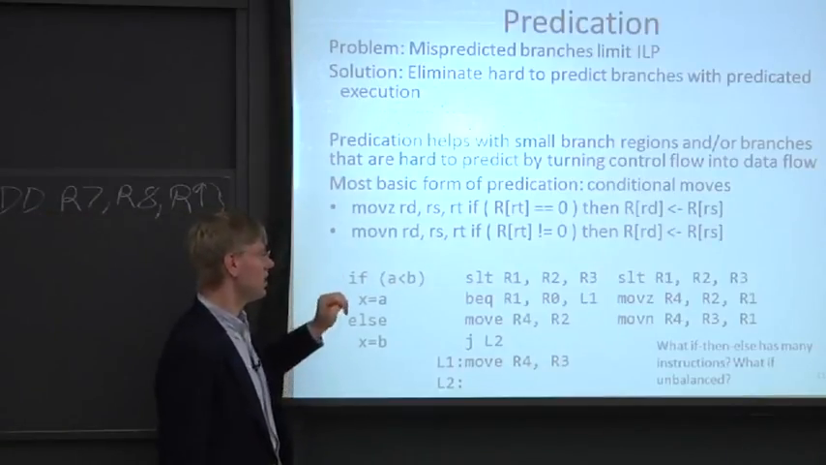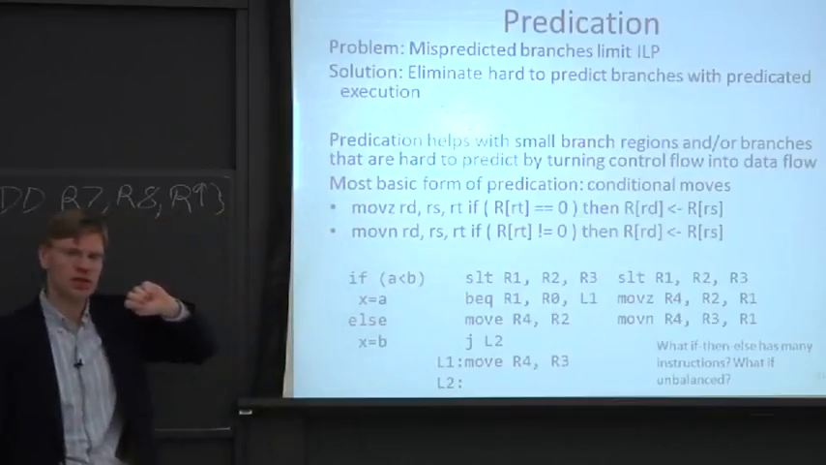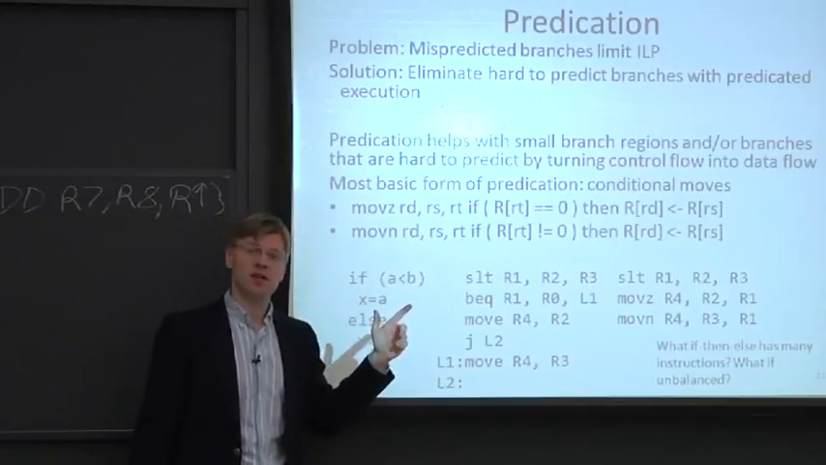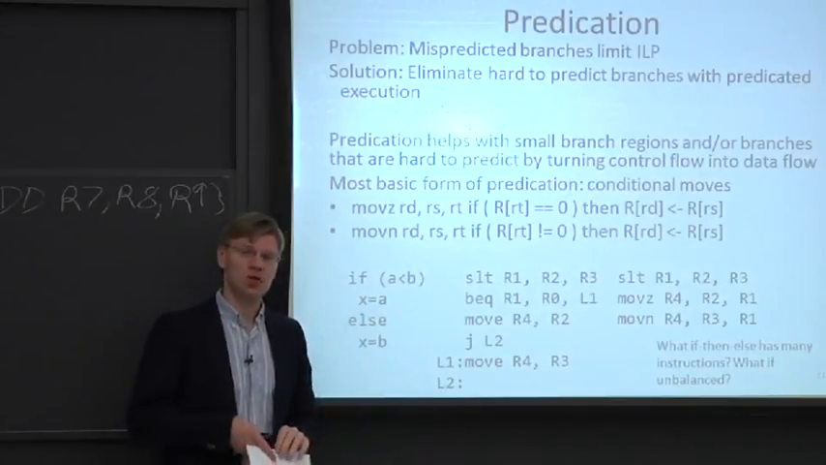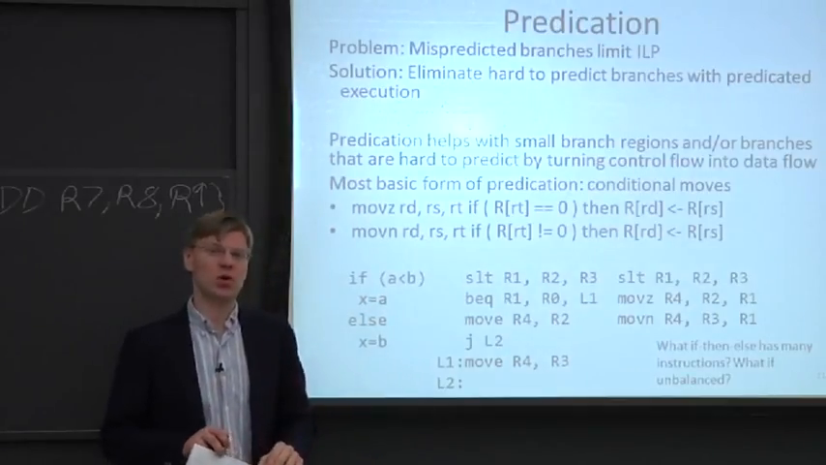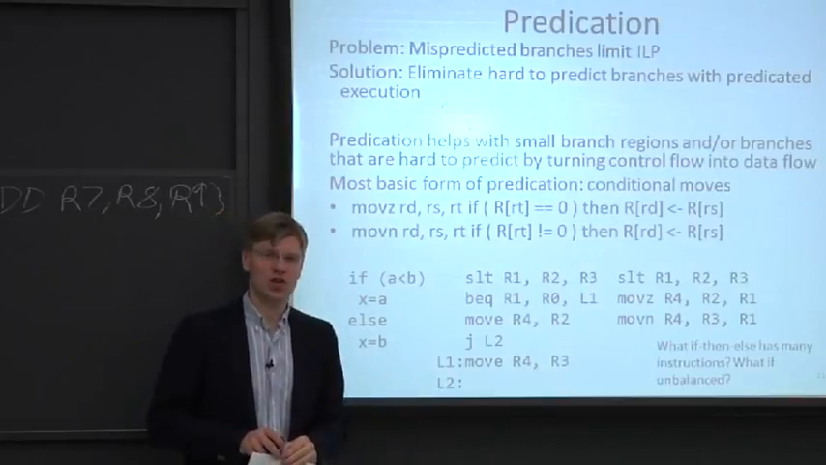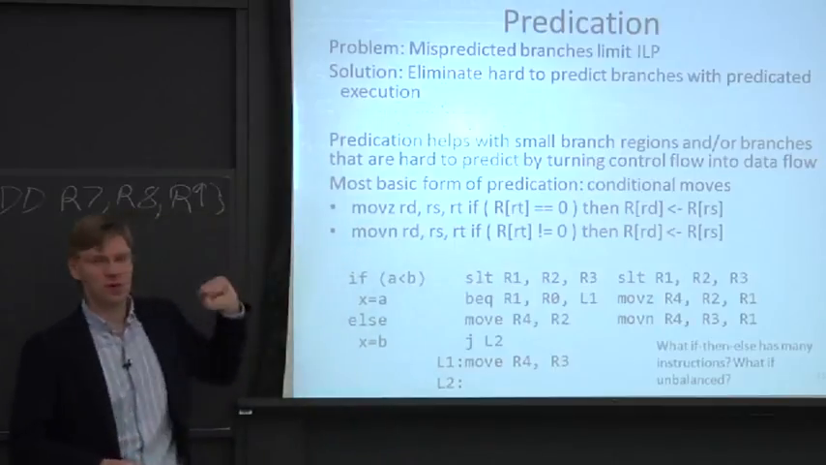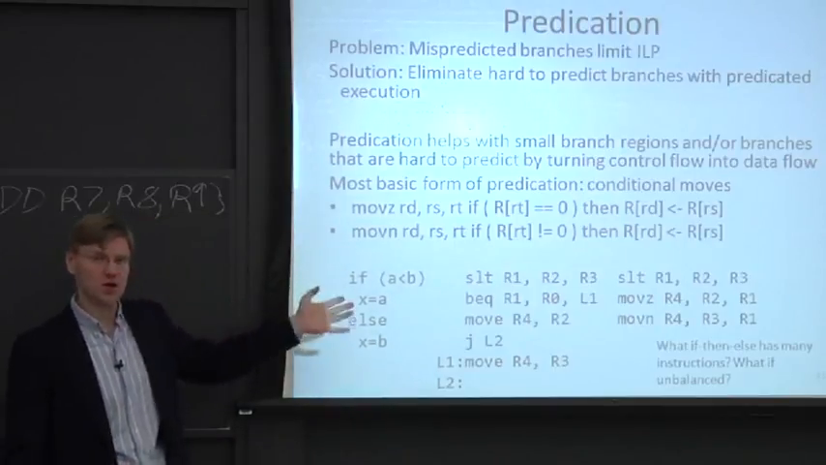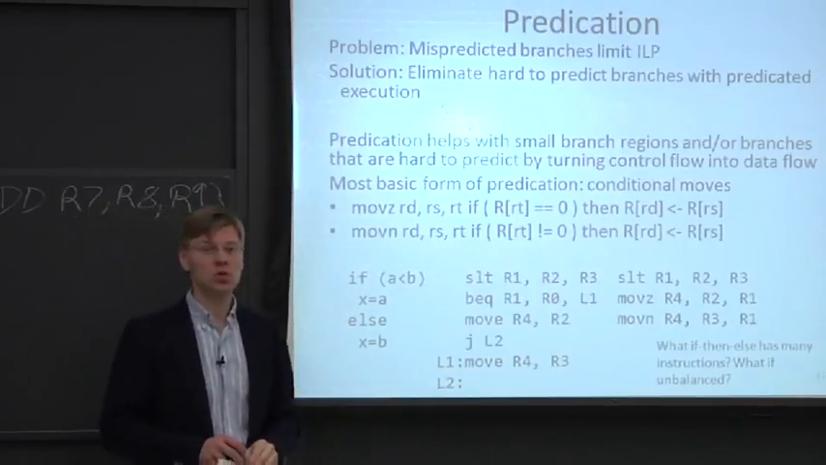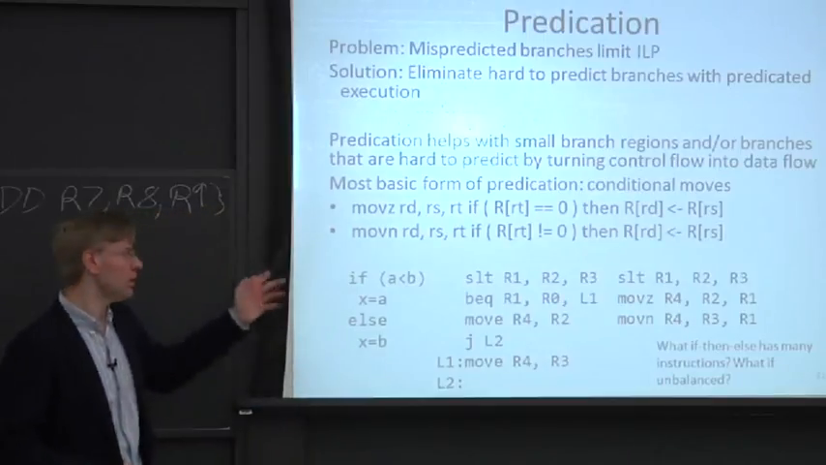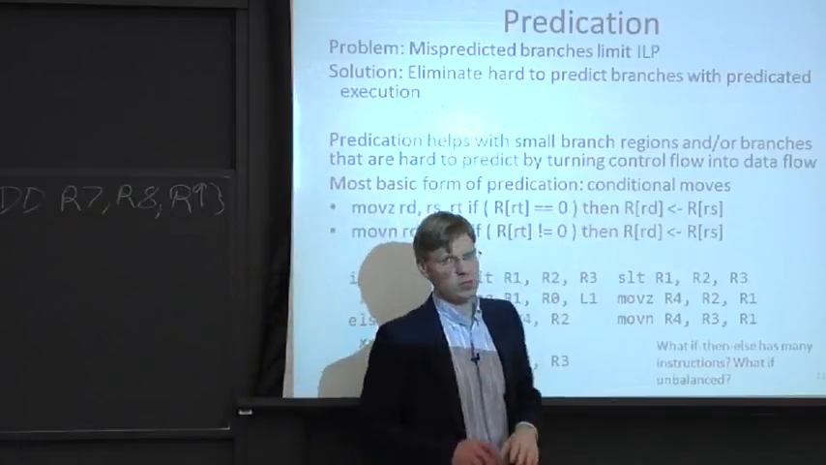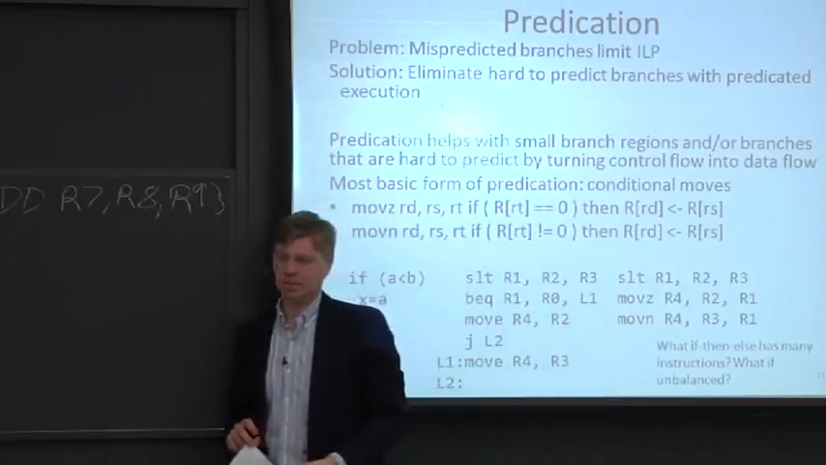So let's take a look at how this helps with small branch regions or branches which are hard to predict. So we're going to introduce two instructions. And I also want to point out that predication sometimes shows up in superscalar processors, or sequential instruction sets also. A good example is two instructions very similar to this that are actually in x86. They're called cmove, or conditional move. And we're going to introduce conditional move as the most basic form of predication.